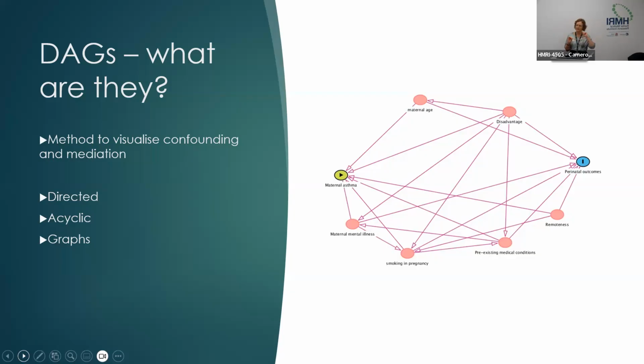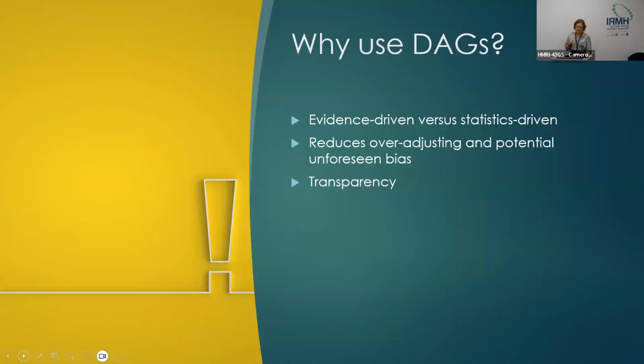The acyclic means that your outcome, in this case, perinatal outcomes, does not come back to your exposure, so it doesn't cycle around. And graphs is just a picture. Yeah, it's visual.